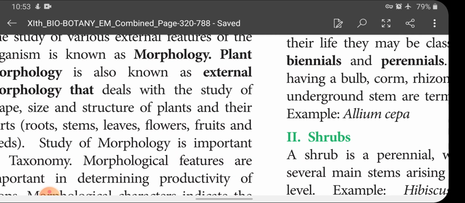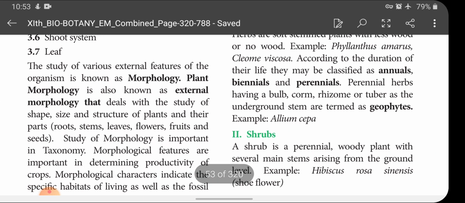The study of various external features of the organism is known as morphology. If we take our body, the external features like eyes, ears, nose, tongue, head, the external appearance of the body, come under external features. That is, the structure which we can see outside is called what? External. So the study of external features of organisms is known as morphology.